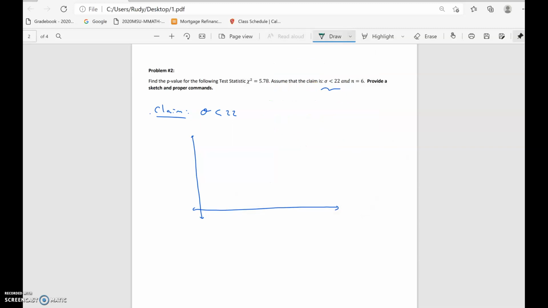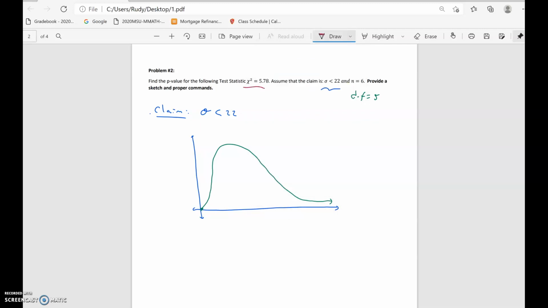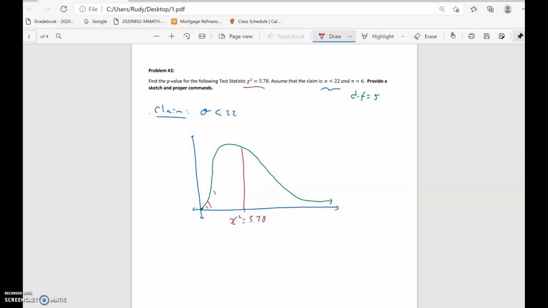So in this case, your degrees of freedom are going to be 5. So it's going to look something along these lines. And the actual test statistic is 5.78. So I'm just going to place it here, not to scale. So assume that this is the chi-square value of 5.78. And because the claim is less than, your p-value is going to be the entire area to the left. So it'll be the entire area to the left of the test statistic. So your p-value will be approximated by the following code.